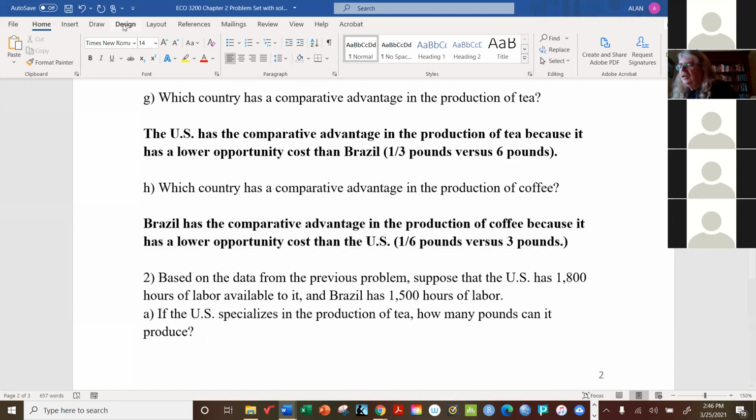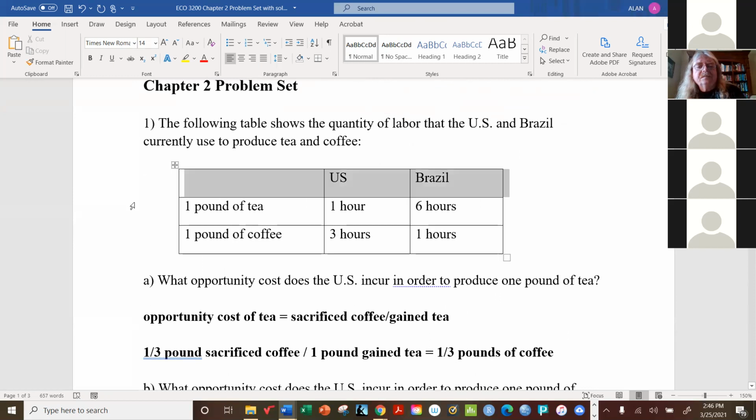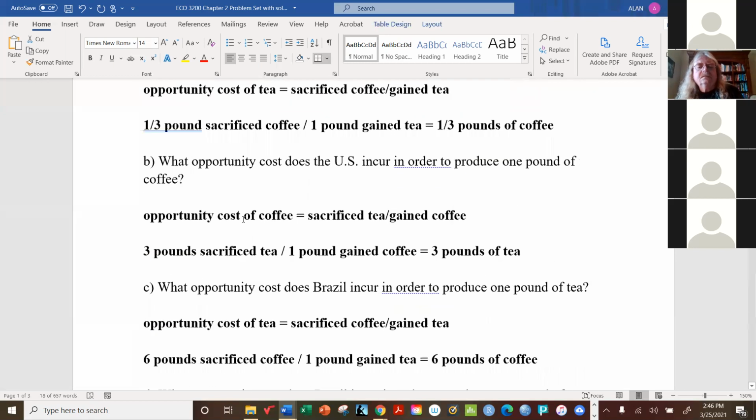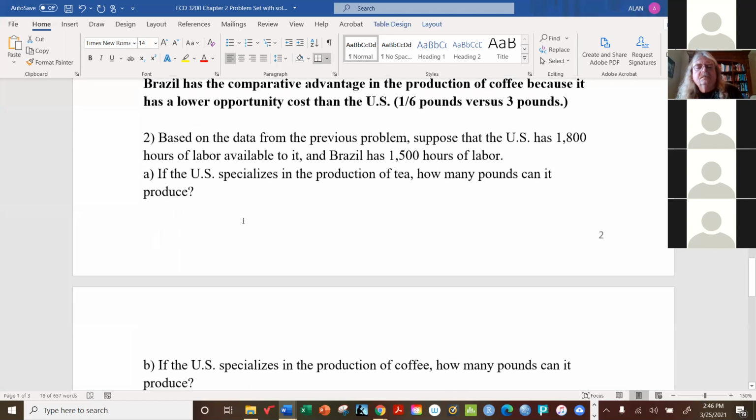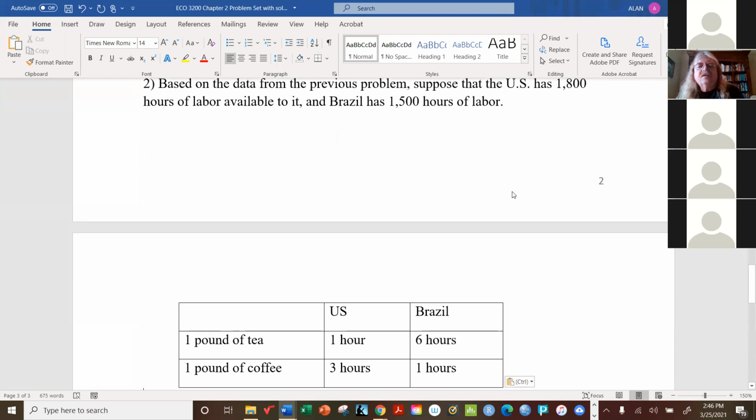Okay, now, based on the data in the previous problem, the US has 1,800 hours of labor to it, and Brazil has 1,500 hours of labor. All right, so we'll need this chart again. So I'll just copy it down here, just so we don't have to flip back and forth 8,000 times. All right, there's the chart.